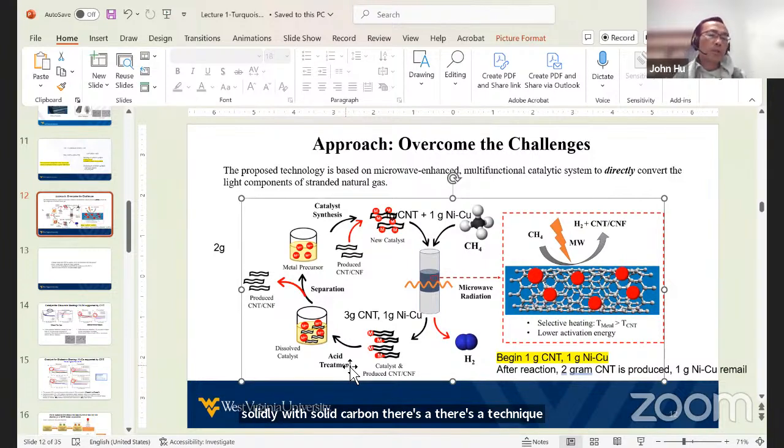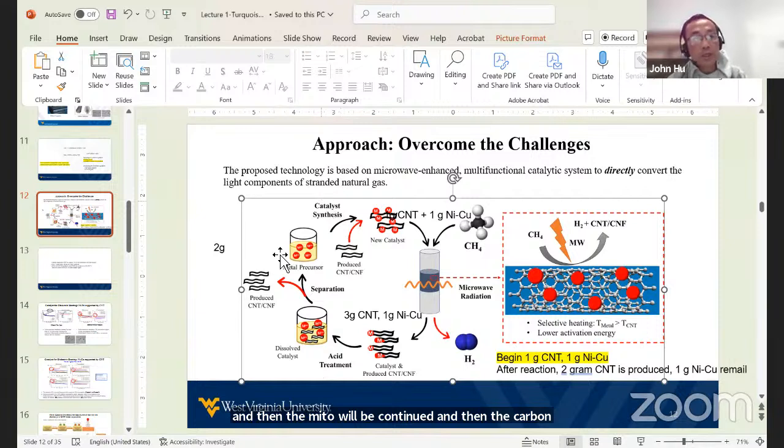Okay, so people who work in the field of carbon nanotube know that carbon nanotube will not be dissolved in acid, but the metal does. So you can use the strong acid to dissolve the metal, and then the metal will be recovered, and the carbon nanotube will be purified, and then it goes through the cycle.